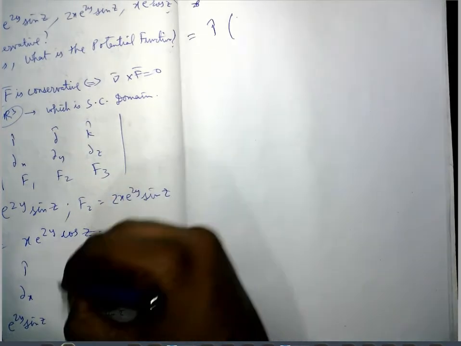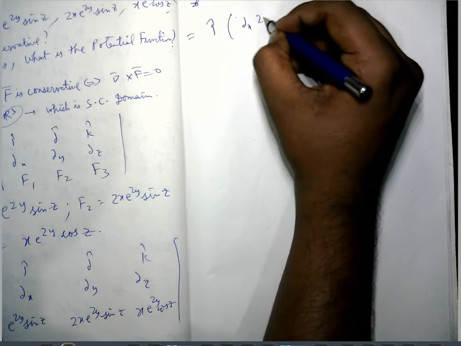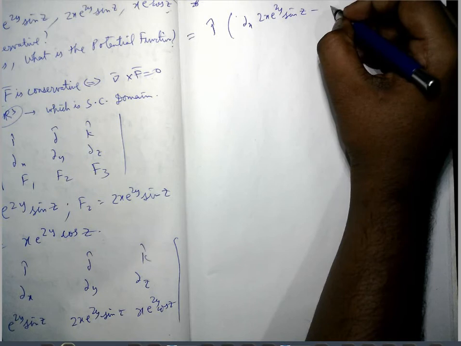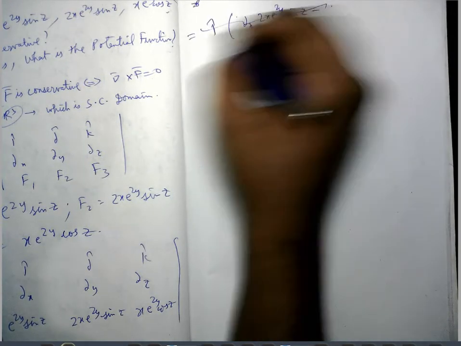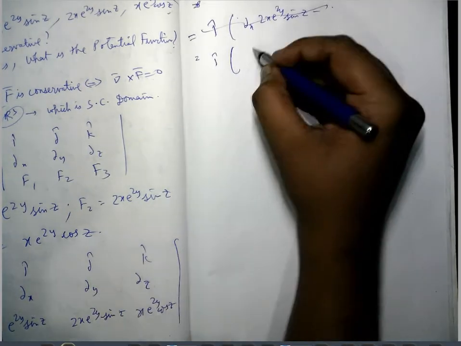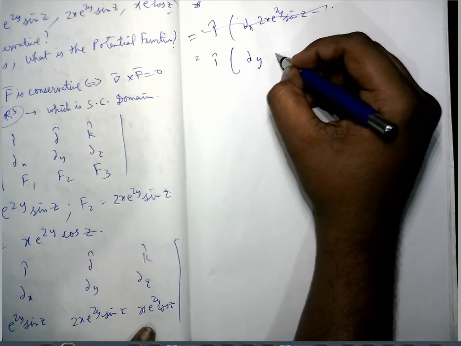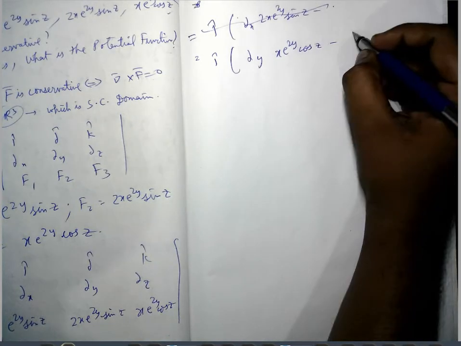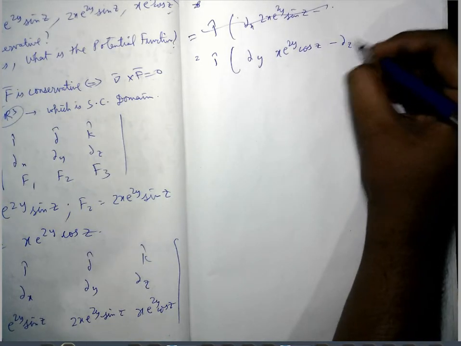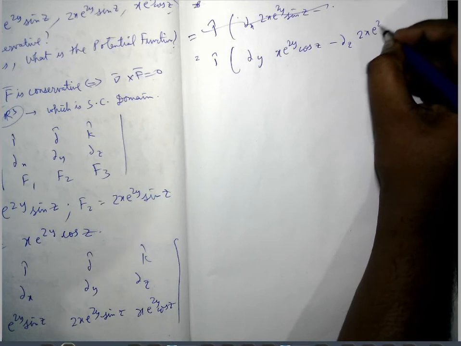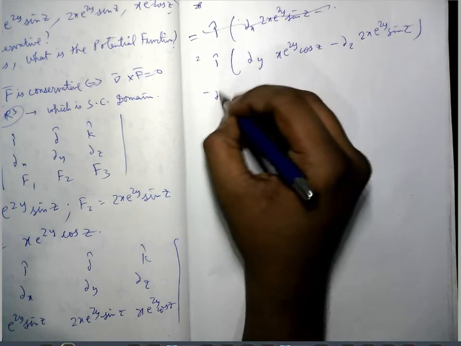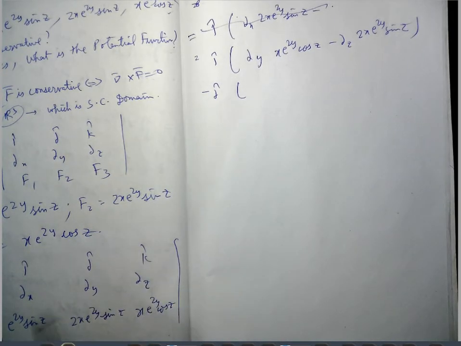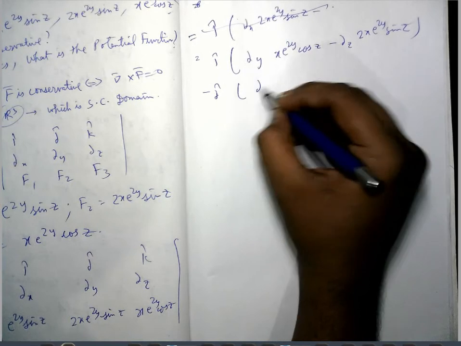Sorry, so we are taking i cap, so this is equal to i cap times partial y of this function x e to the power 2y cos z, minus partial z of 2x e to the power 2y sin z, minus j cap. So you cover this row and this column, and then you take the cross product of this term. So this is partial x of x e to the power 2y cos z minus partial z of e to the power 2y sin z, plus k cap.